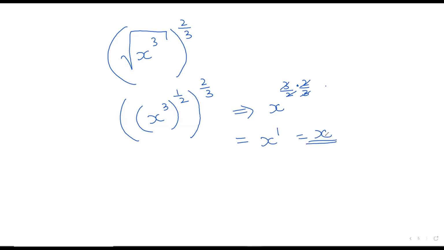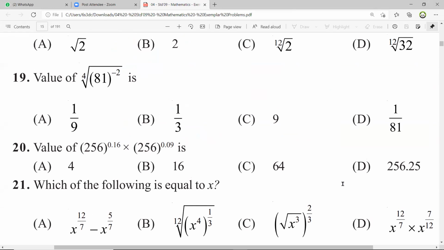All right. Now let's take a look at the fourth option. x to the power 12 by 7 into x to the power 7 by 12. Will it be equal to x? Yes, ma'am. Right, it will be equal to x. Okay, so both of these options are correct.